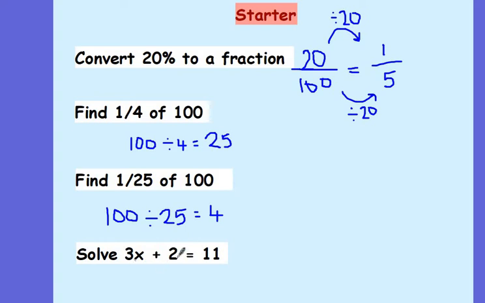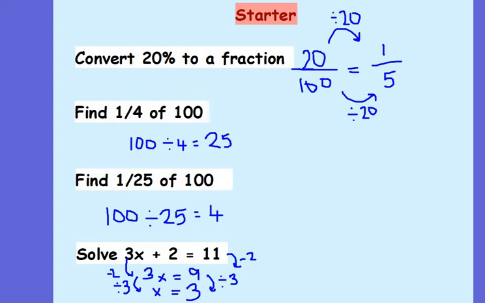And I asked you to solve this equation, so you need to work out what x is. The first thing I want to do is get rid of this plus 2, and to do that I'm going to subtract 2 from both sides, which will leave me with 3x equals 9. Then to work out what x is, I divide both sides by 3, which leaves me with x is equal to 3.